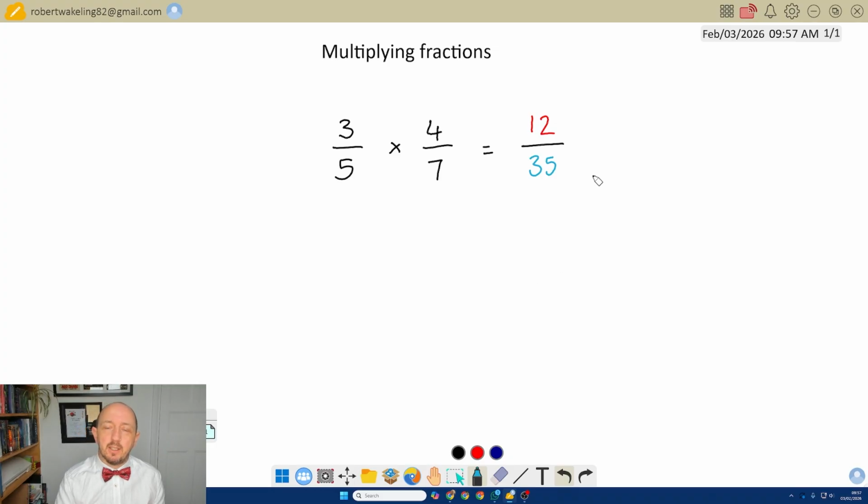Now, with fractions, we're always expected to simplify them, which means cancel them down. And in this case, are there any numbers that go into 12 and 35? Well, the only one is 1, and so this is fully simplified already.